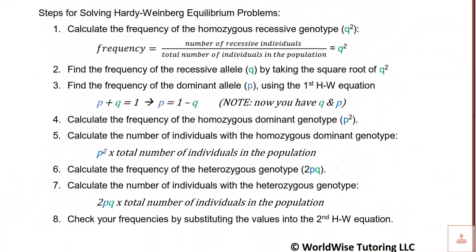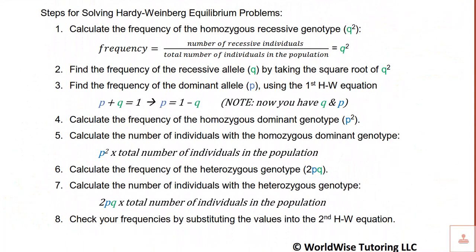So coming back up here, we figured out the frequency of the homozygous recessive genotype, that's our Q squared. Then the frequency of the recessive allele, which was just Q, and the frequency of the dominant allele, which was P. Once we had Q and P, we were able to work through and figure out the frequency of all the genotypes as well as the number of individuals with each of those genotypes, following these steps here.